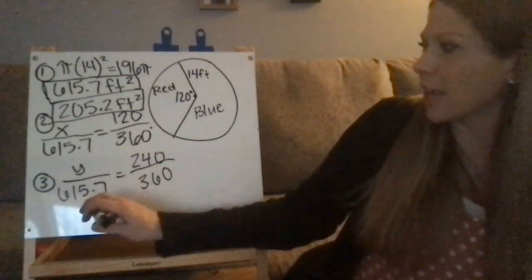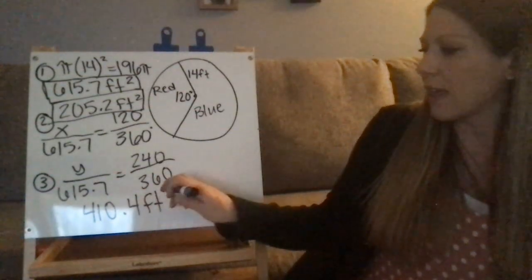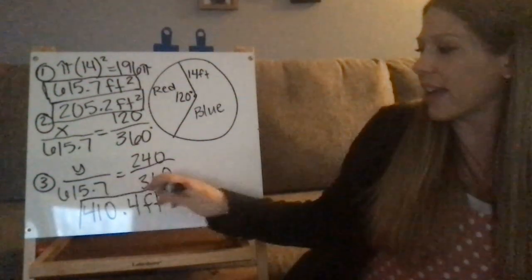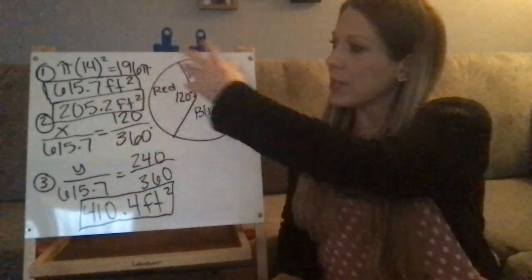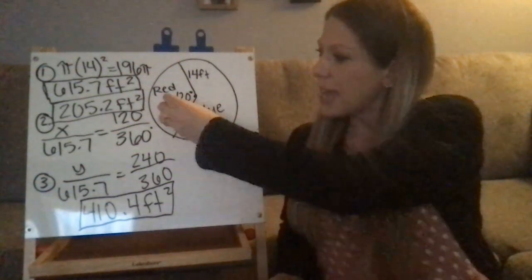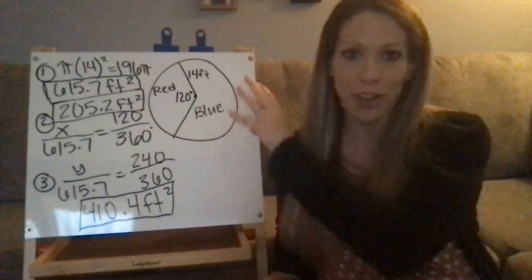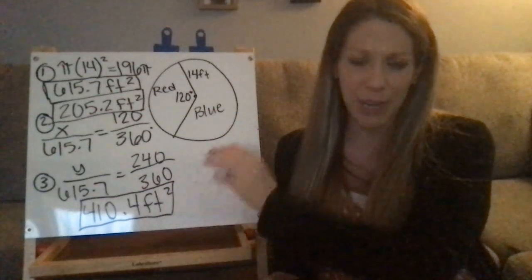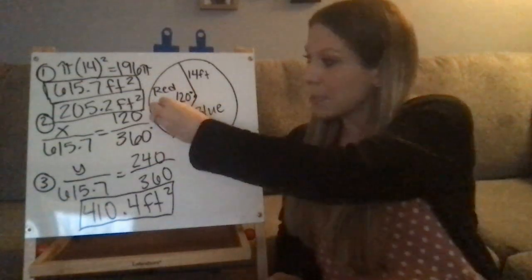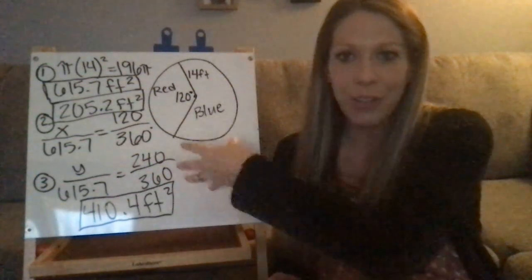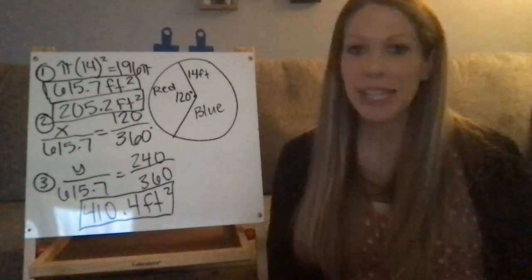And I get about 410.4 feet squared. But the other way to find the area of that sector, since we already knew the whole area was 615.7, and we knew this piece was 205.2, we could have just subtracted the two to get the blue. And this is off by just a little bit because of rounding, but really, if we take this piece plus this piece, we should get the area of the whole circle because those two pieces together make up the whole circle. So there's another example for you.